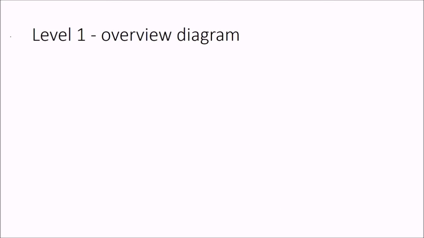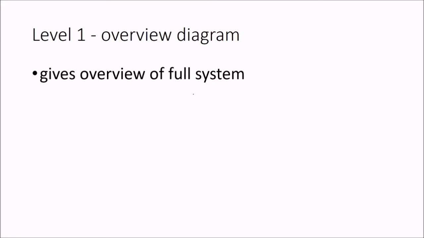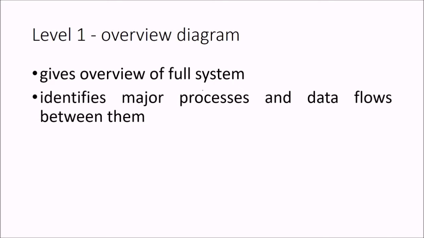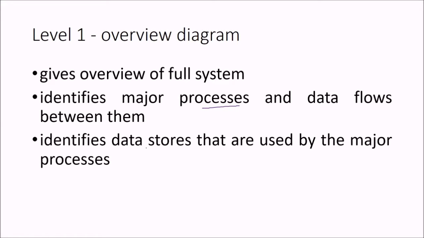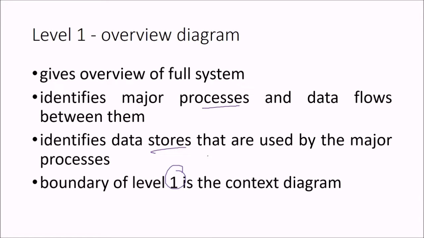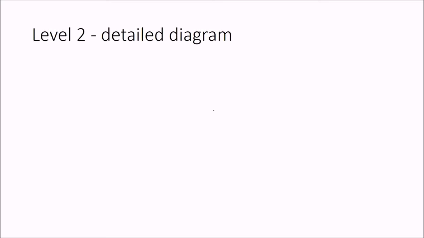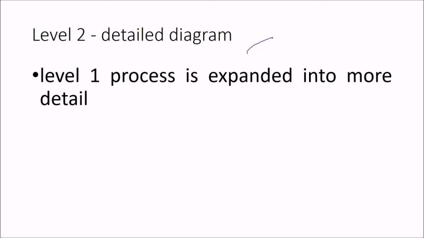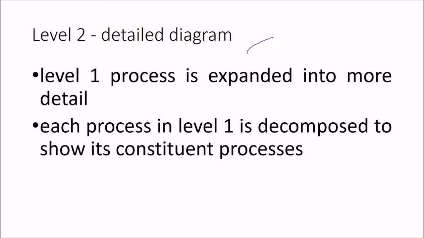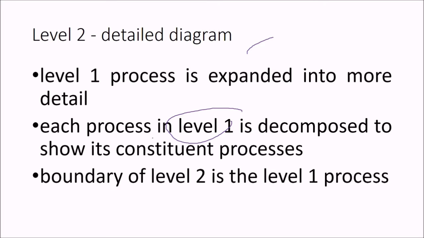Now we come to level 1, or the overview diagram, which gives the overview of the full system. Now we try to identify the major processes and data flow between these processes, and the data stores that are used by the major processes. The boundary of level 1 is the context diagram. Then we come to level 2, which is a more detailed diagram. A level 1 process is expanded into more detail. Each process in level 1 is again decomposed into its constituent processes. So the boundary of level 2 is the level 1 processes.